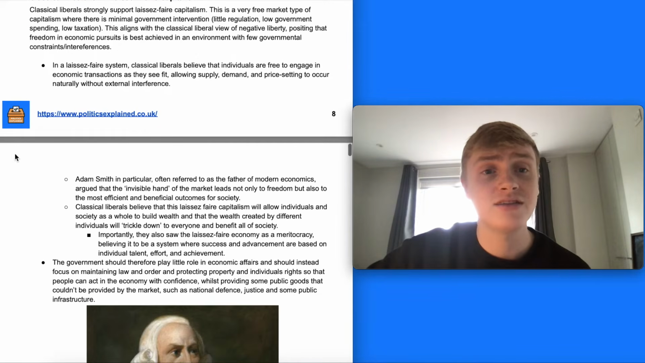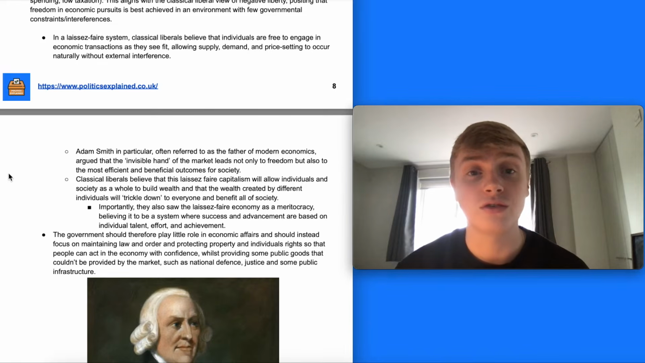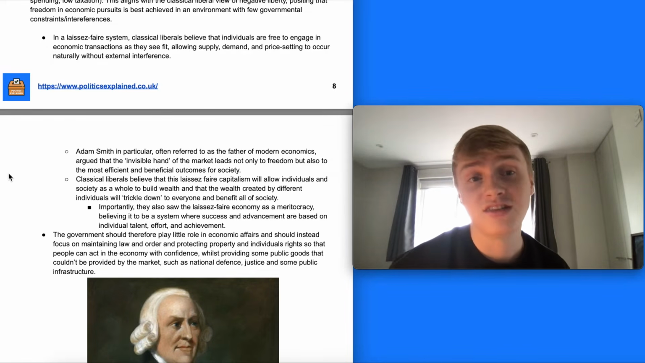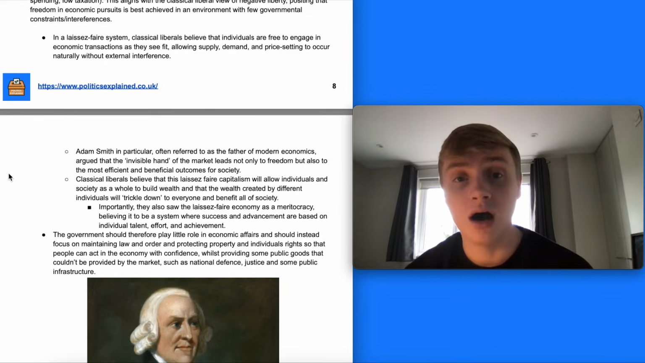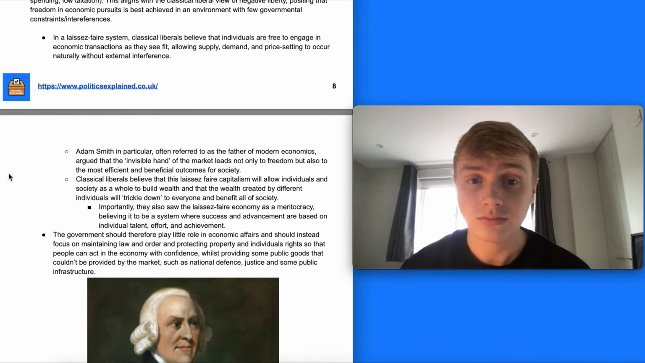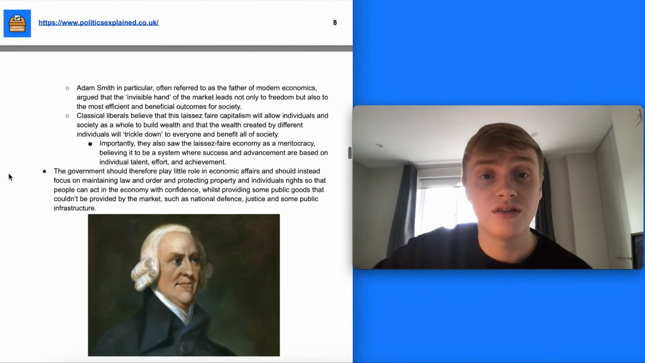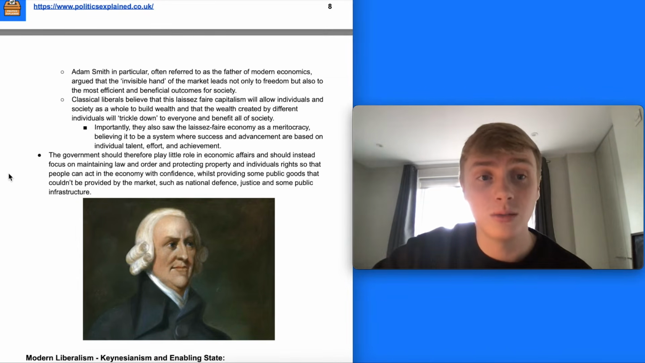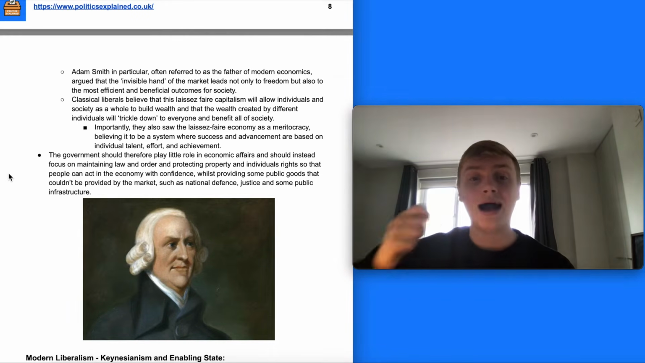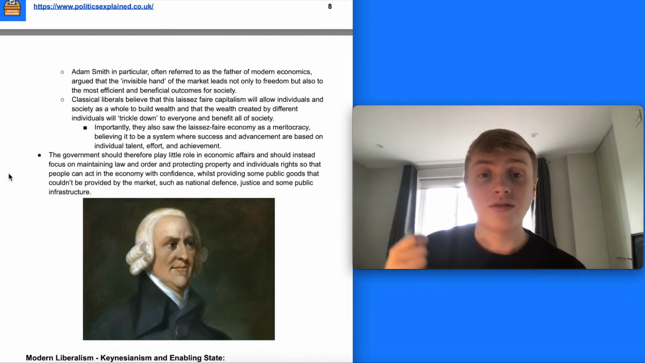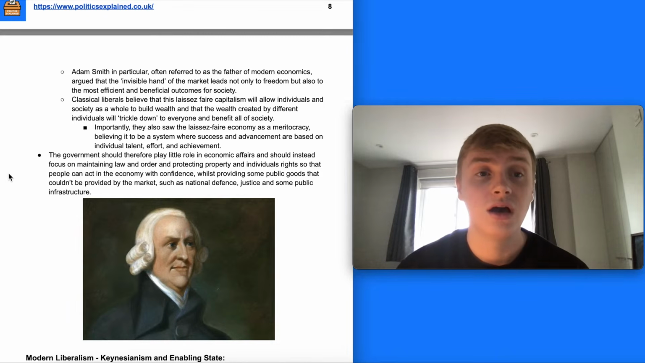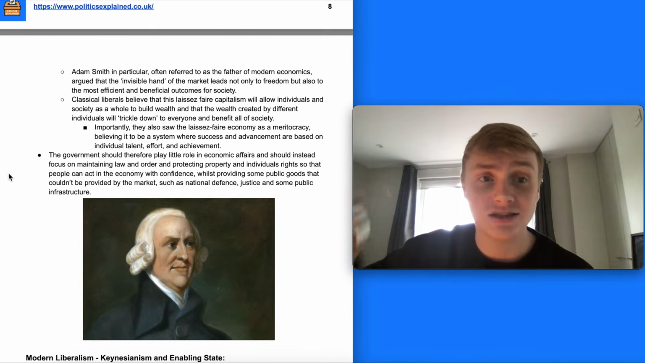So in a laissez-faire system, classical liberals believe that individuals are free to engage in economic transactions as they see fit, allowing supply, demand, and price setting to occur naturally without external interference. So Adam Smith is in particular really important to this. He's often referred to as the father of modern economics, and he argued that the invisible hand of the market leads not only to freedom but also to the most efficient and beneficial outcomes for society as a whole.